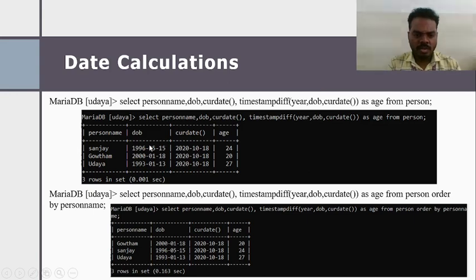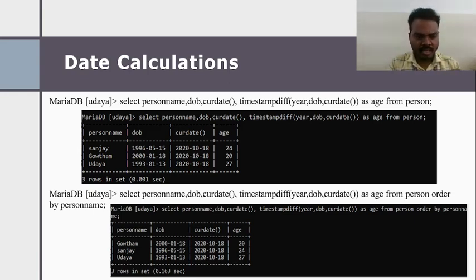See, it will show the difference between date of birth and the current year. Why am I calculating in year format? Because generally a date of birth contains date, month and year, so to calculate age you need the year. For year-wise calculation, I use year as my first parameter, DOB as my second parameter and current date as my third parameter. It will calculate the difference between the two dates in years, as age from the person table.